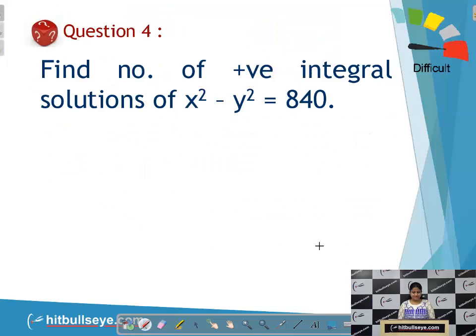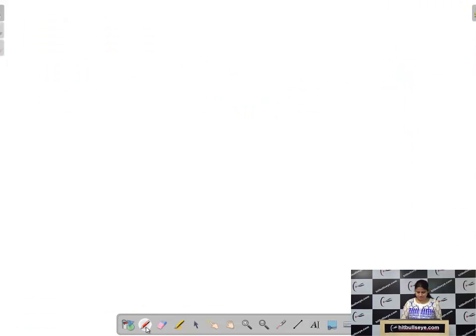Now the next question. It says find number of positive integral solutions of x square minus y square is equal to 840. See, how can we solve this question by using factor theory? Instead of taking 840, I am taking a smaller number. Let us take, instead of 840, we will take 15 suppose. And we want to find number of positive integral solutions.